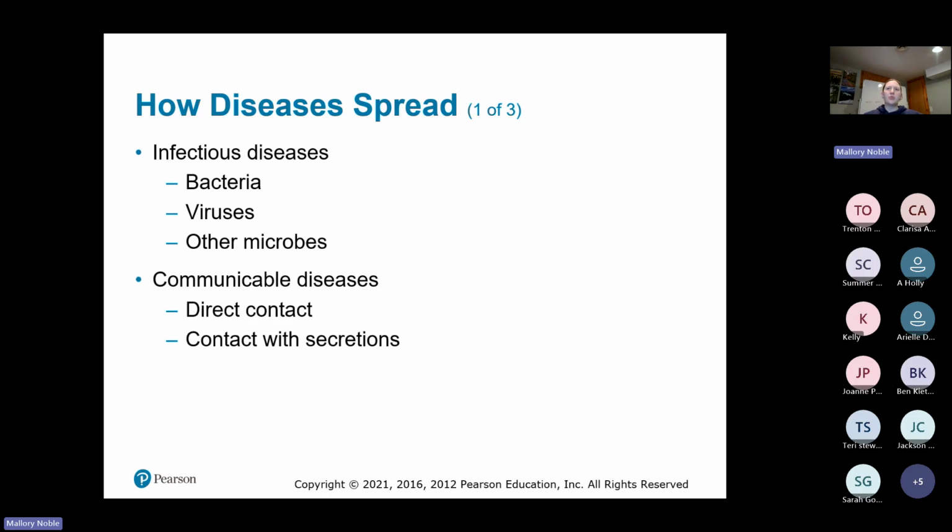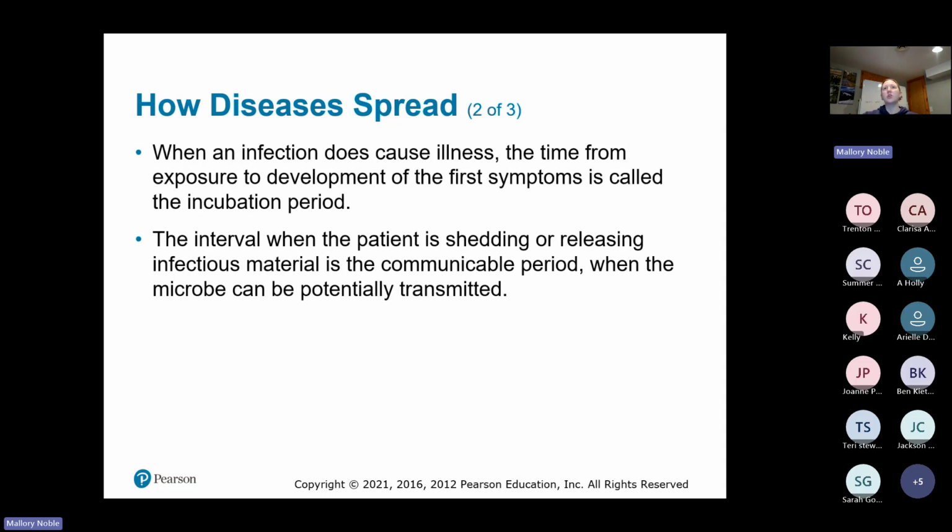Communicable diseases are spread through direct contact or contact with secretions. When an infection does cause an illness, the time from the exposure to the development of the first symptom is what we call the incubation period.